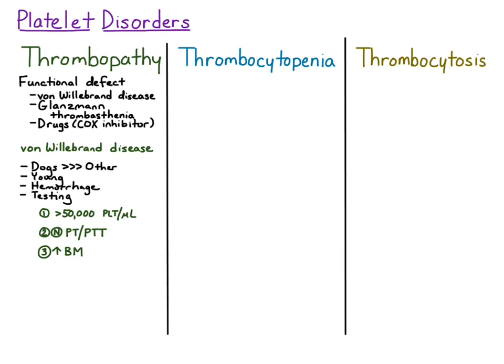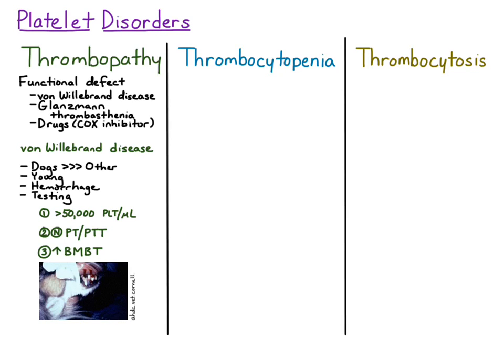There is an in-house screening test you can do for functional defects, so thrombopathy, and this is called the buccal mucosal bleeding time. You essentially use this small handheld instrument to make a very superficial incision into the mucosa, and you monitor how long it takes for that incision to stop bleeding. In patients with thrombopathy or thrombocytopenia, this buccal mucosal bleeding time will be prolonged, so it'll take longer for those animals to stop the hemorrhage.